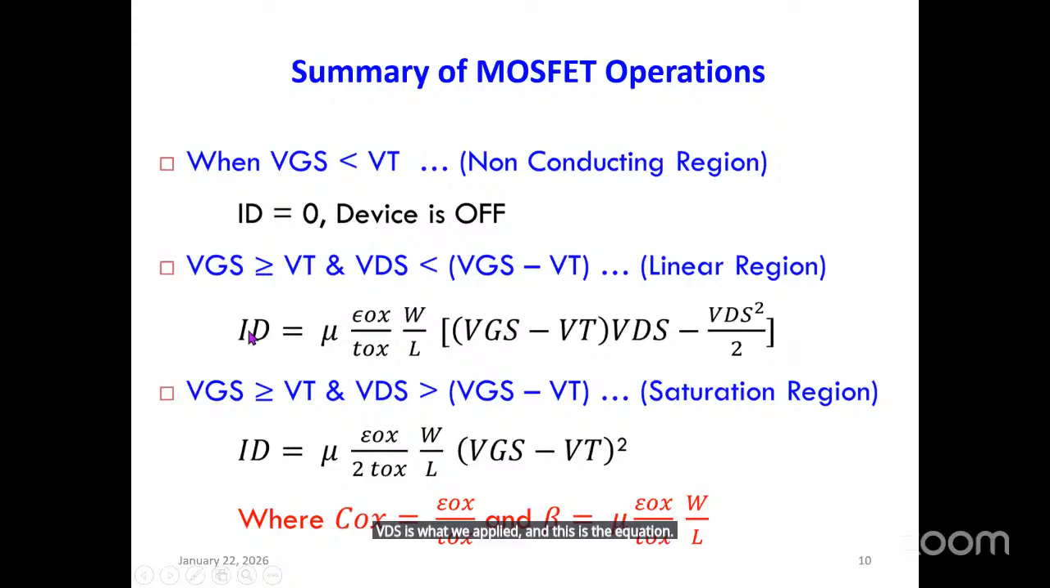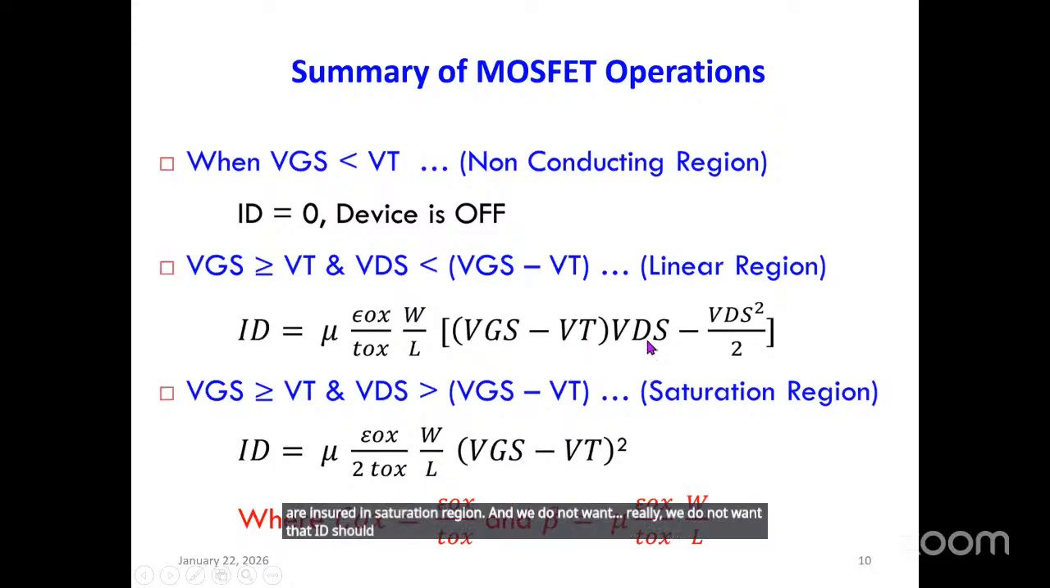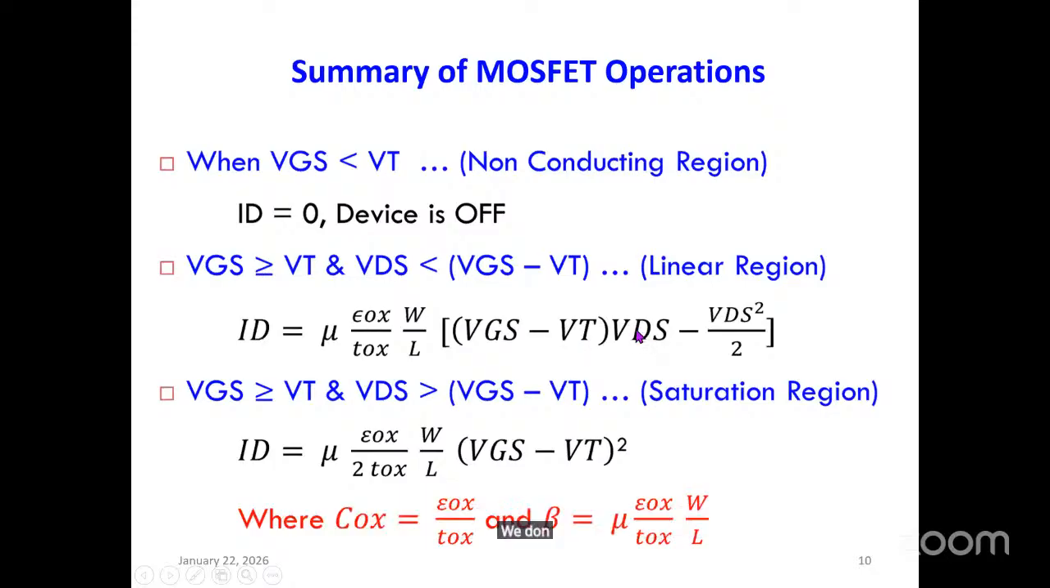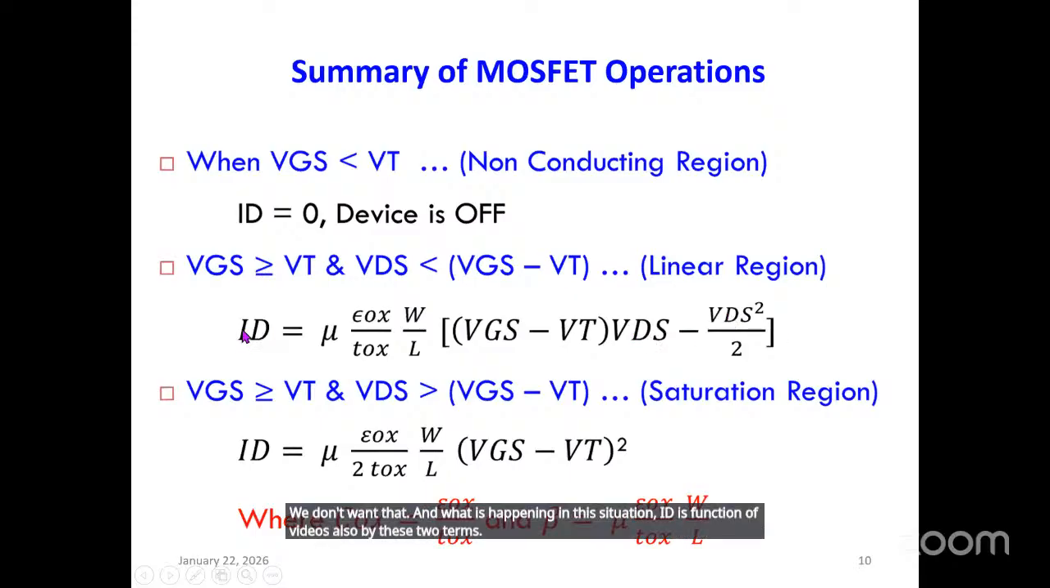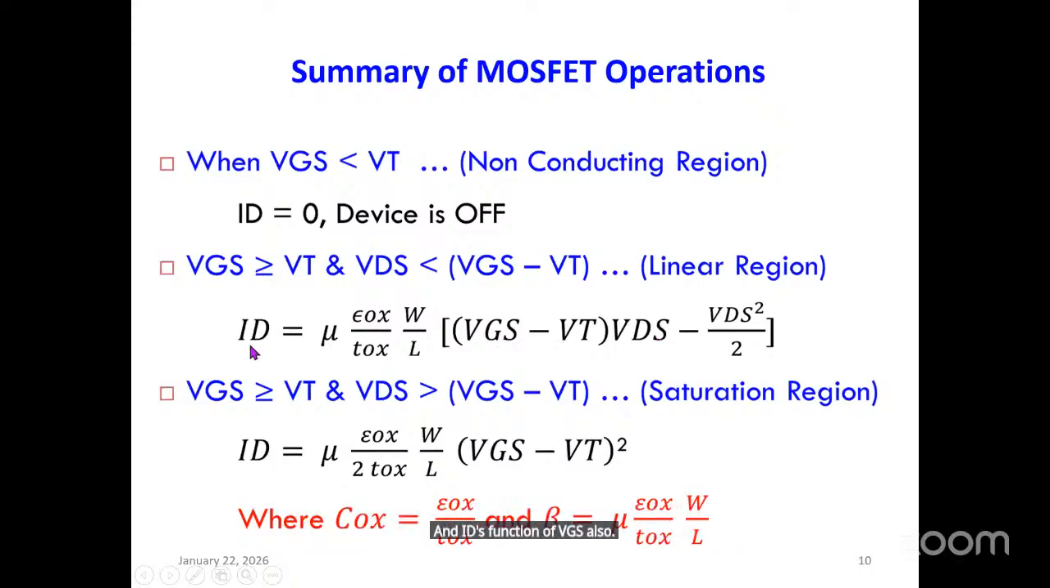This equation has got advantage as well as disadvantage. If we want to use the device as an amplifier, then normally the transistors in amplifiers are kept or ensured in saturation region, and we really do not want that ID should become a function of VDS. We don't want that. And what is happening in this equation? ID is a function of VDS also by these two terms, and ID is a function of VGS also. Since ID is a function of VDS also and VGS also, it's not good. That is giving a complete paradox.